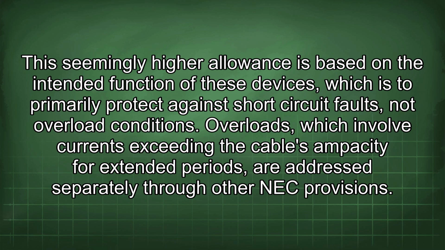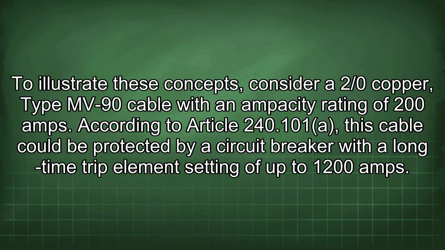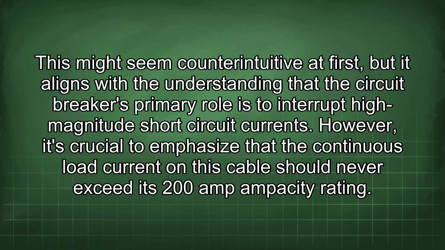NEC provisions. To illustrate these concepts, consider a 2/0 copper type MV-90 cable with an ampacity rating of 200 amps. According to Article 240.101, this cable could be protected by a circuit breaker with a long-time trip element setting of up to 1200 amps. This might seem counterintuitive at first, but it aligns with the understanding that the circuit breaker's primary role is to interrupt high-magnitude short-circuit currents.